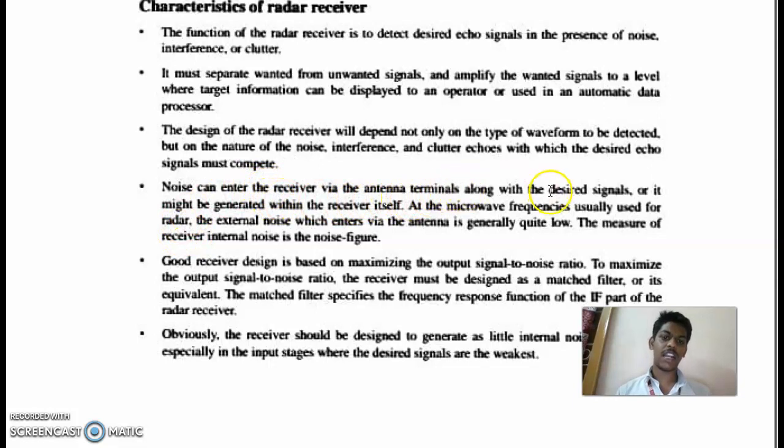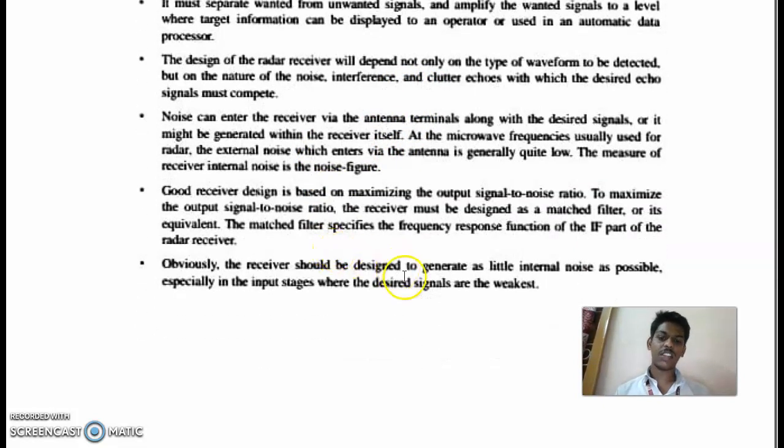Noise can enter the receiver via the antenna terminals along with the desired signals, or it may be generated within the receiver itself at the microwave frequencies usually used for radar. The external noise which enters via the antenna is generally quite low. The measure of receiver internal noise is the noise figure. Noise figure is defined as the SNR of input divided by the SNR of output. Obviously, the receiver should be designed to generate as little internal noise as possible, especially in the input stages where the desired signals are the weakest. So the receiver must be designed so that the internal noise is very low.